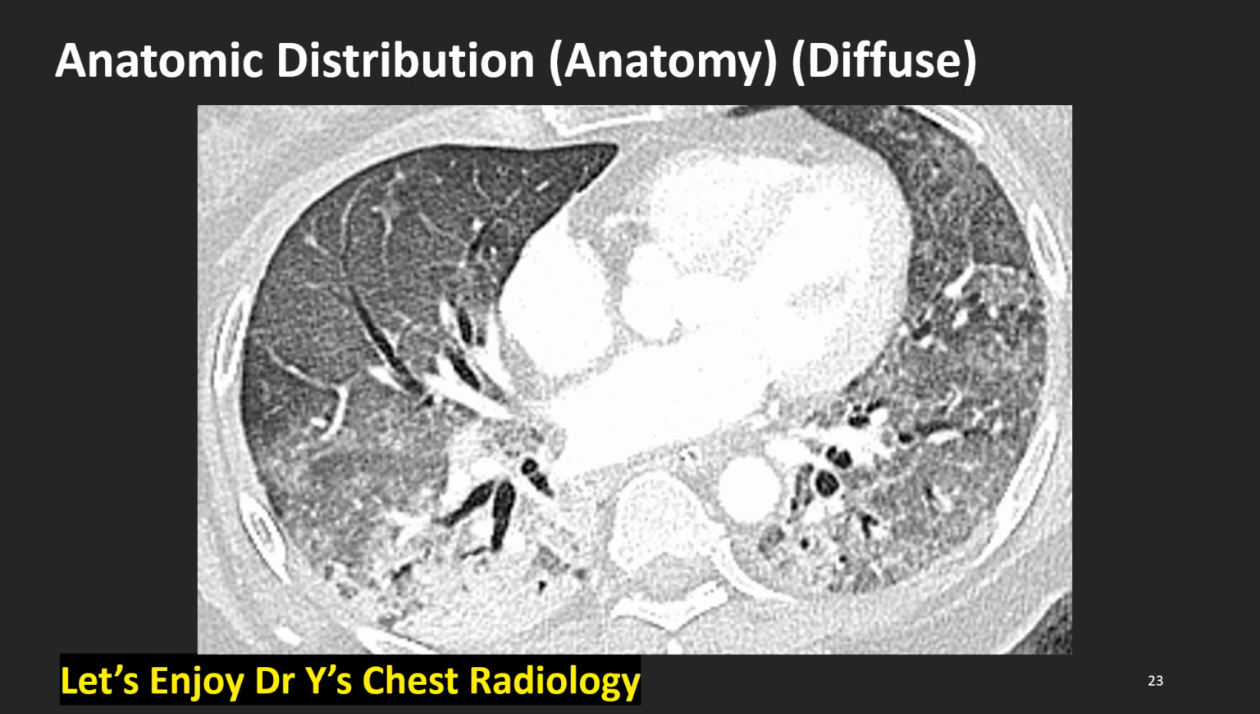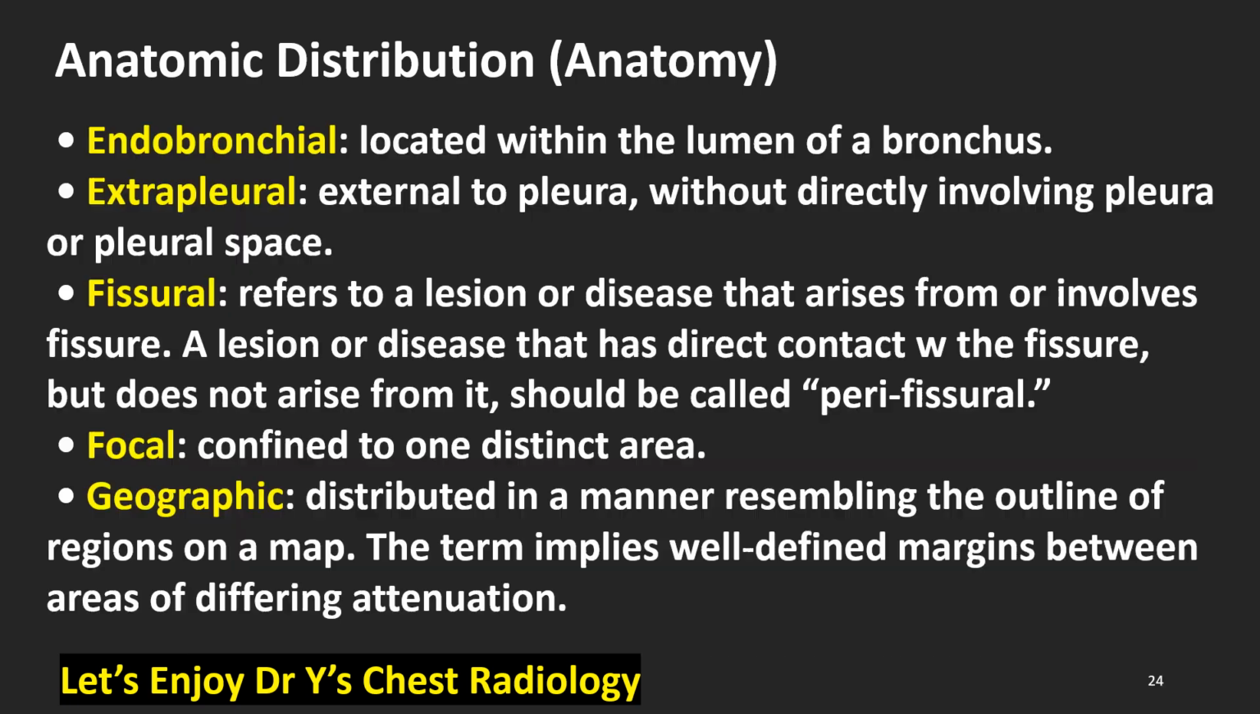Anatomic distribution, anatomy, diffuse. We see diffuse ground glass opacity and consolidation of ARDS patient. Anatomic distribution, anatomy, endobronchial, located within lumen of a bronchus. Extrapleural, external to pleural without directly involving pleural or pleural space.